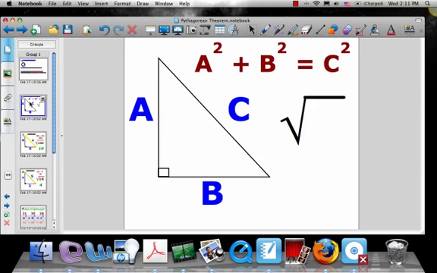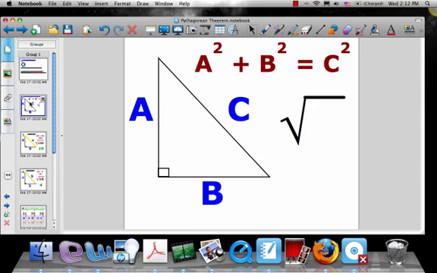In this model, the height of the triangle is going to be labeled as letter A. The base of the triangle is going to be labeled as letter B. And the longest side, the diagonal side, is going to be labeled as C. Now, they have names in the math world. You see, A and B are referred to as the legs of the right triangle, and C is known as the hypotenuse. Now, the other symbol that you see in the slide is the square root.